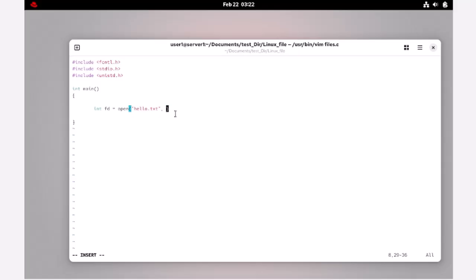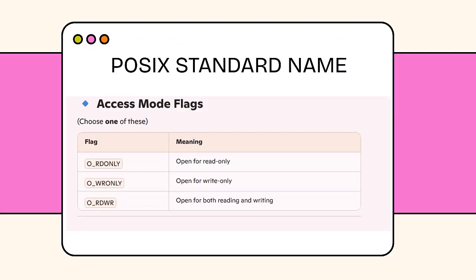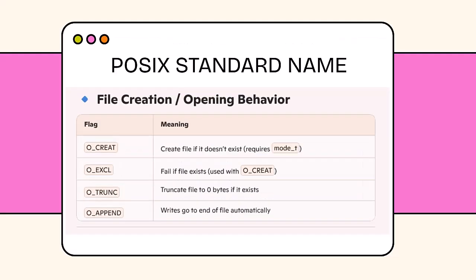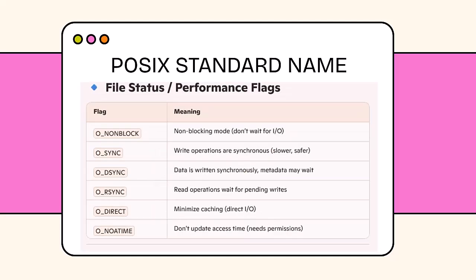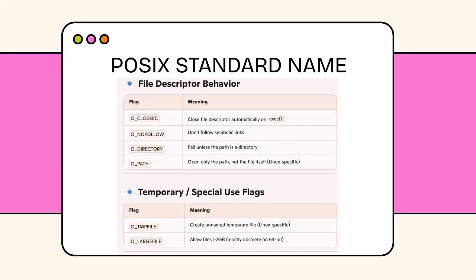So either we want to open the file for reading, open the file for writing, or open the file to append stuff to it. That's simply what the flags mean. So we have the access mode flag. We have the opening behavior flags, which is file creation, and there you can find your create file, you can append, you can truncate. Then you also have performance flag or file status. You also have file descriptor behaviors and temporary or special use flags.